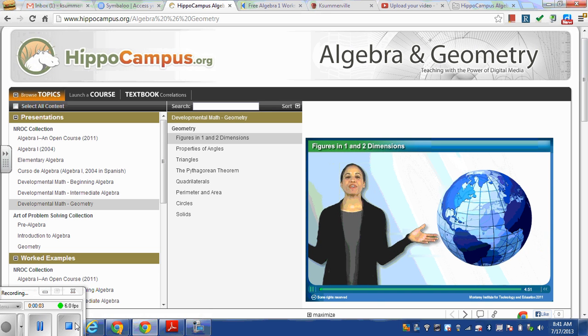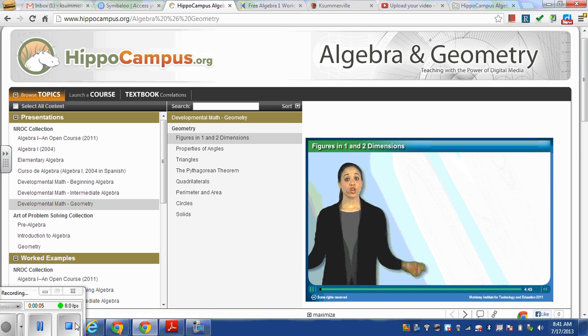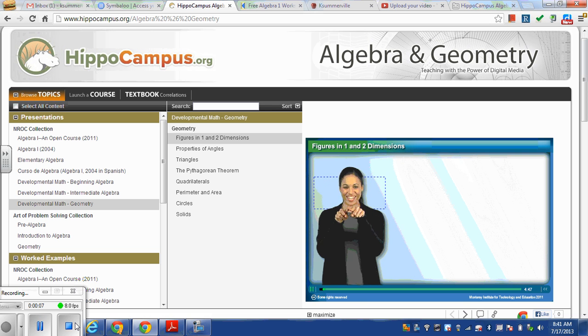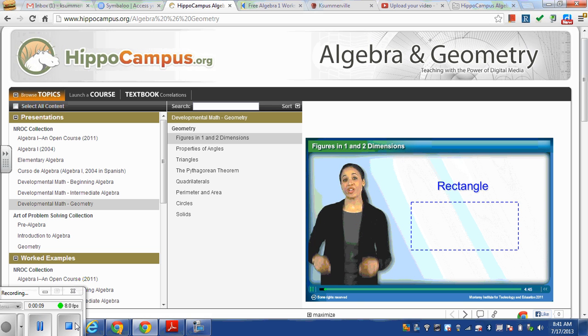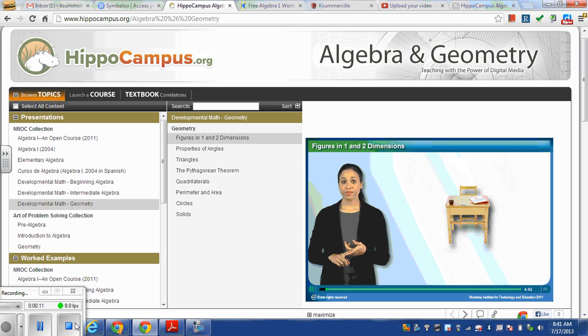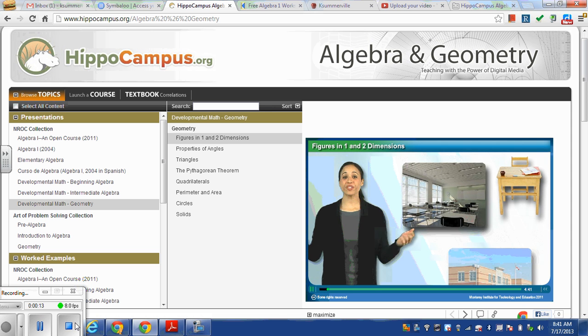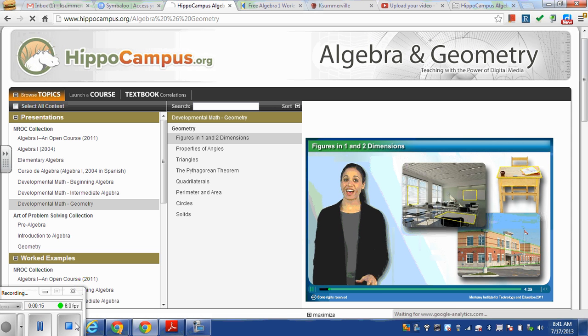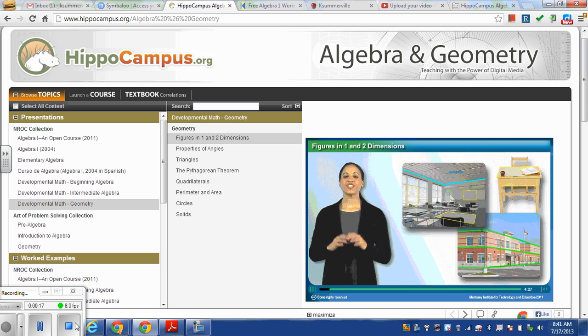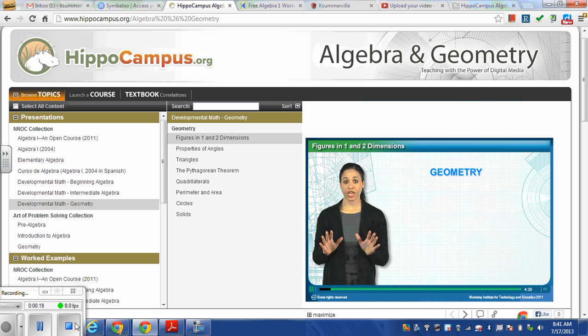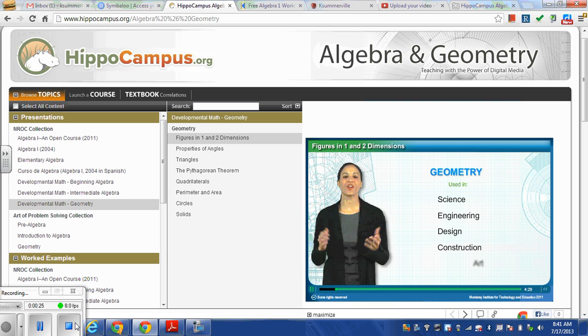The world around us is made of shapes and angles. The surface of the screen you're looking at is a rectangle, as are the windows on the screen. Your desk, the room you're in, and the building you're in are all made of shapes, lines, and angles. Geometry is the study of shapes and angles, and is used in science, engineering, design, construction, and even art.